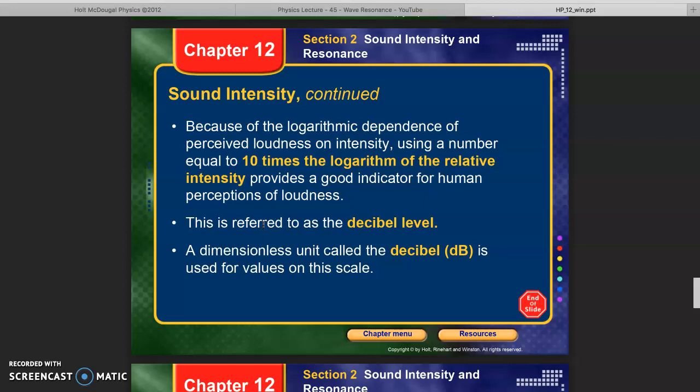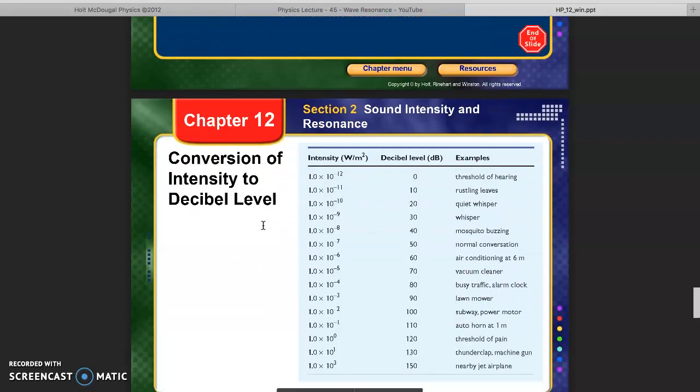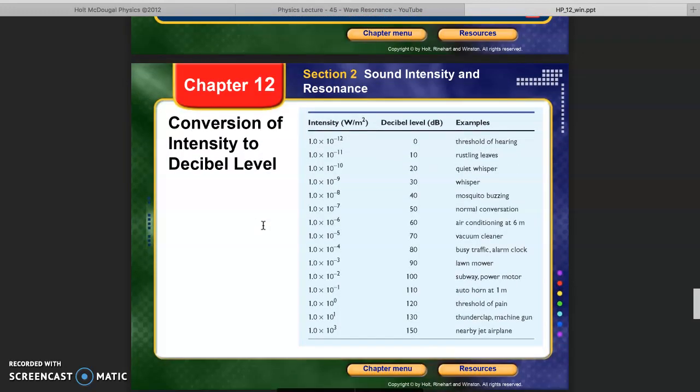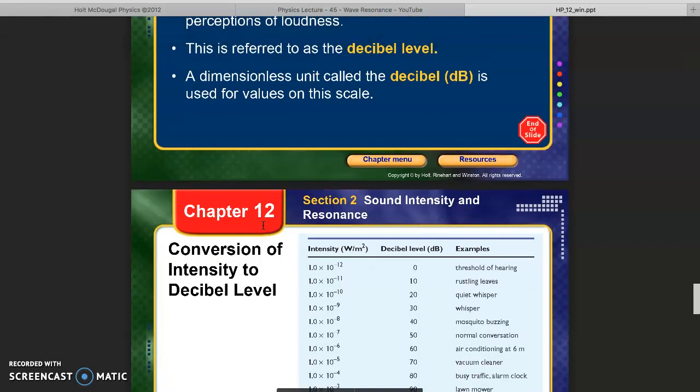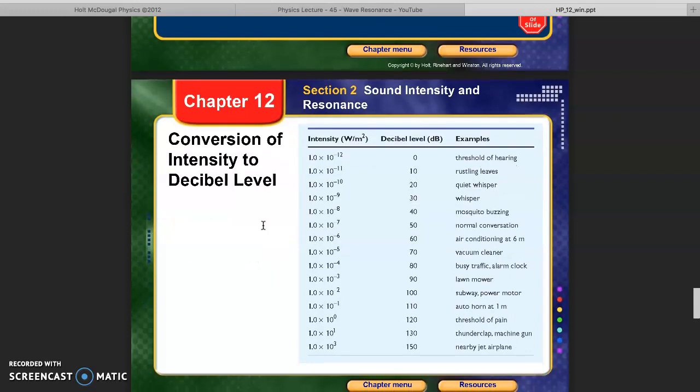You're not going to be doing any numerical problems here, but you do need to understand what this is talking about, and it's going to help us out in a table. This is referred to as the decibel level. It's a dimensionless unit called the decibel. It's used for values on this scale, so I'm going to link a video that explains decibels in a second. I'm going to link it up on the post, but not inside of this video.